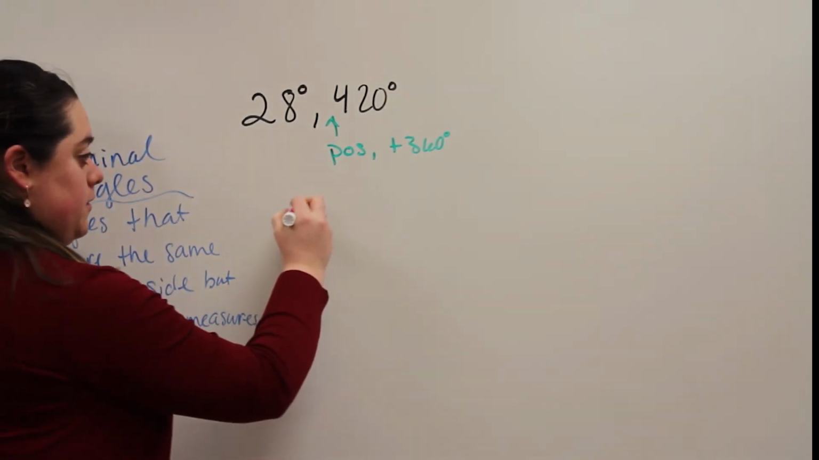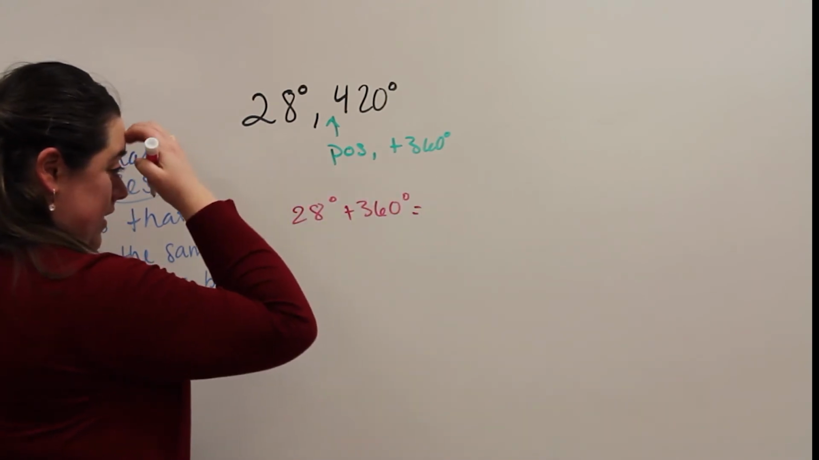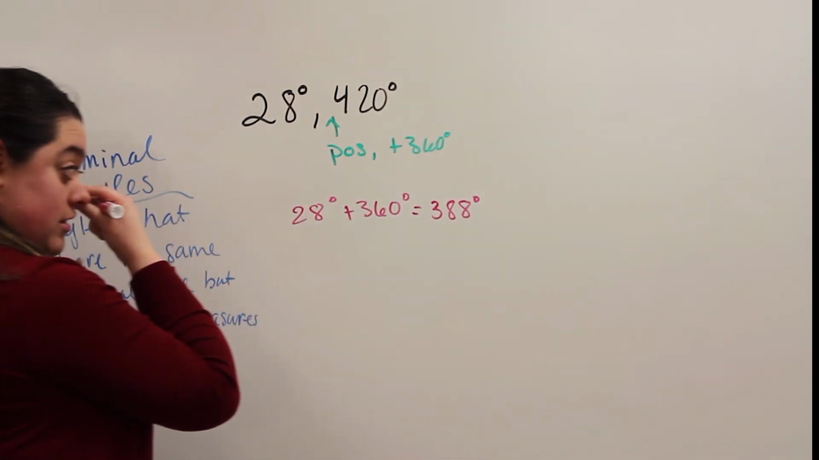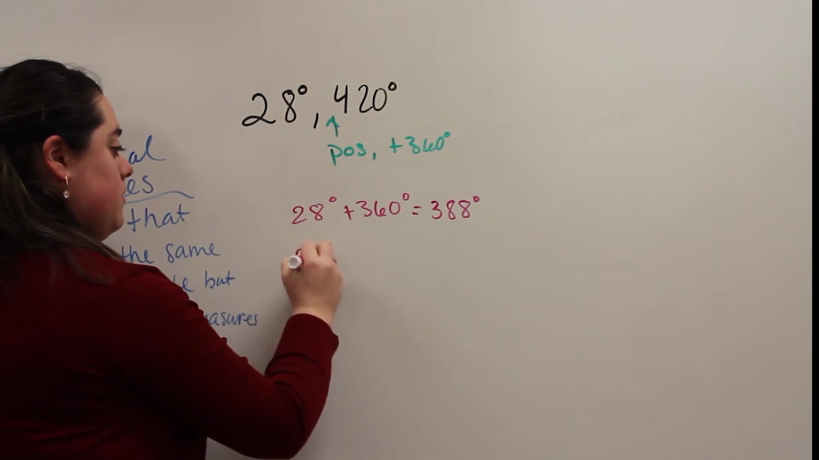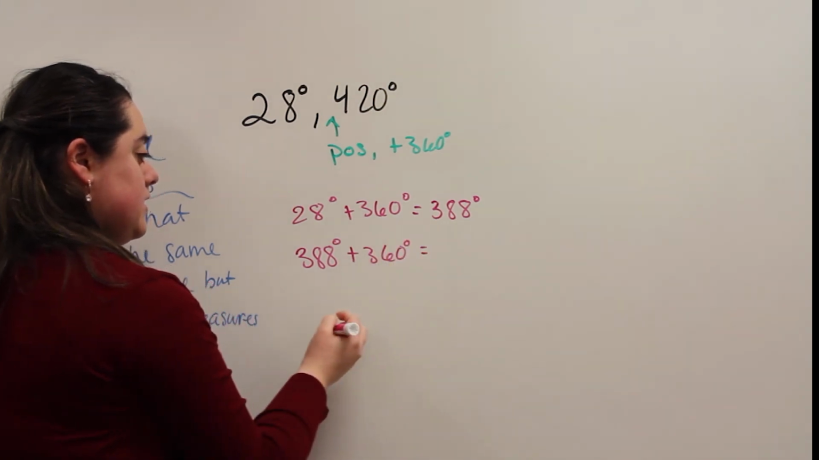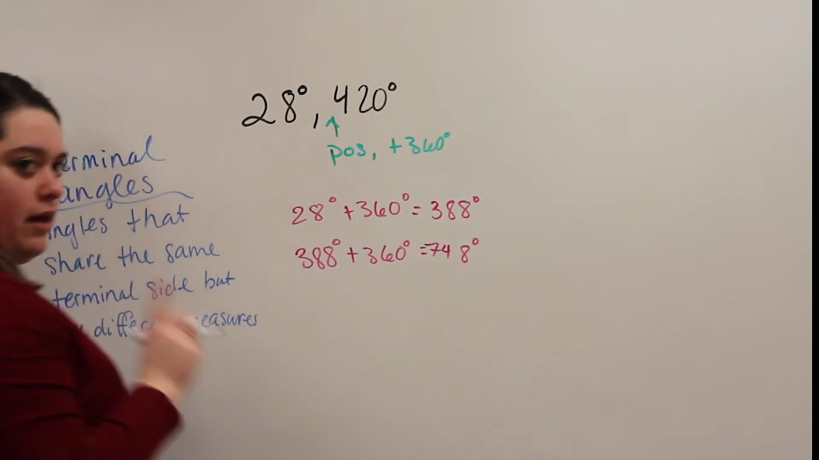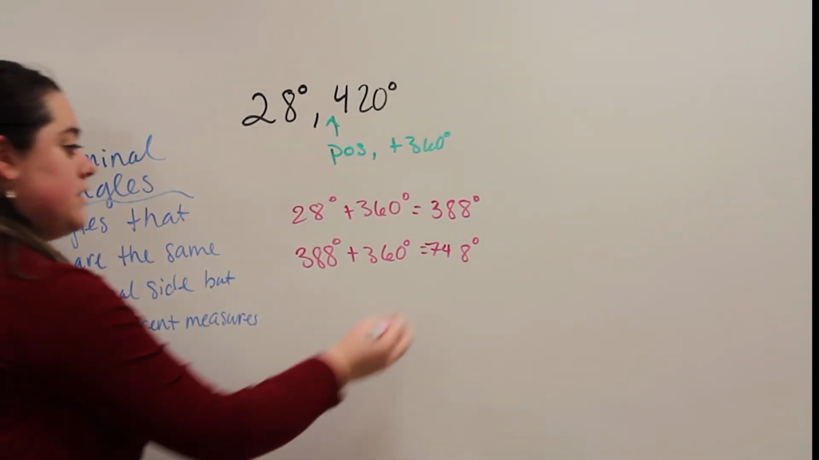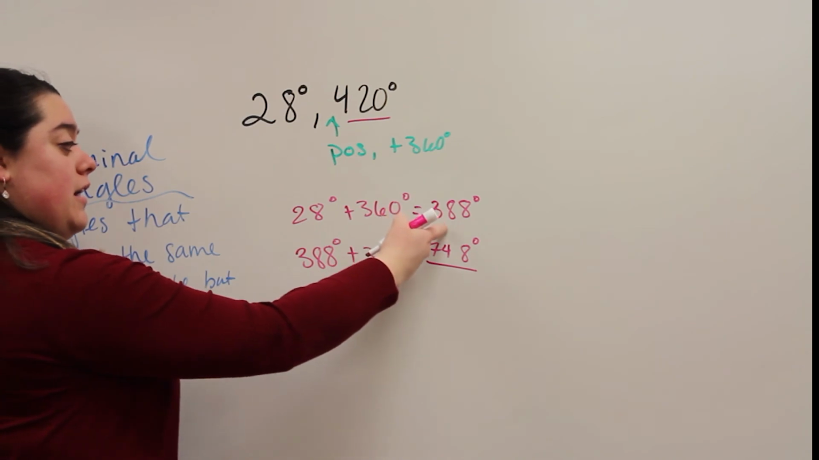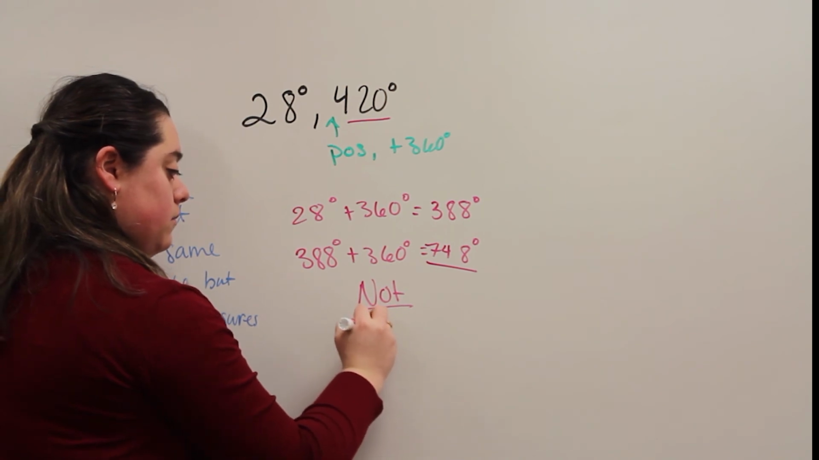So let's start. You've got 28 plus 360, and we end up with 388. Oh, it's getting kind of close, but we're not quite there yet. So I'm going to try one more time. 388 plus 360, 748. My math might be off by just a little bit. But as you can see, 748 and 420, they're nowhere near the same thing. 388 was not close either. So these are not coterminal.